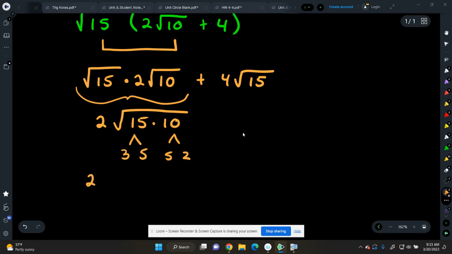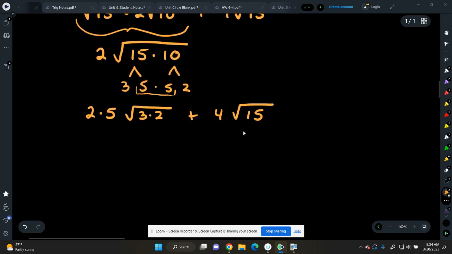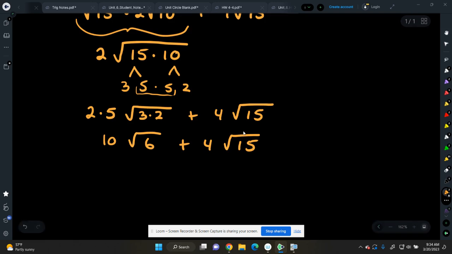So this is 2. Now what are we going to do with this simplified, 3 times 5 times 5 times 2? The 5s will come out. So bring the 5s out. And what's left inside? 3 times 2. And don't forget, we still have plus 4 square root of 15. So we have 10 square root of 6 plus 4 root 15. And we don't do anything with it, because that's 5 times 3, and that doesn't allow us to do anything.